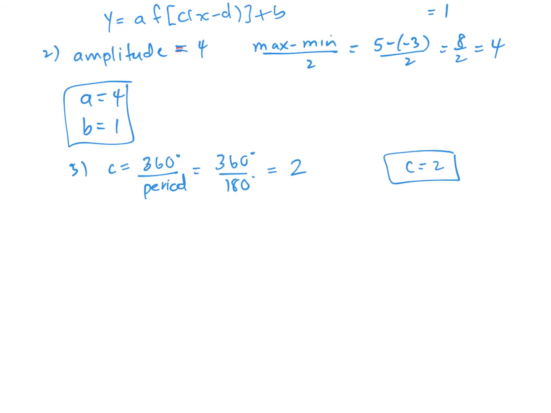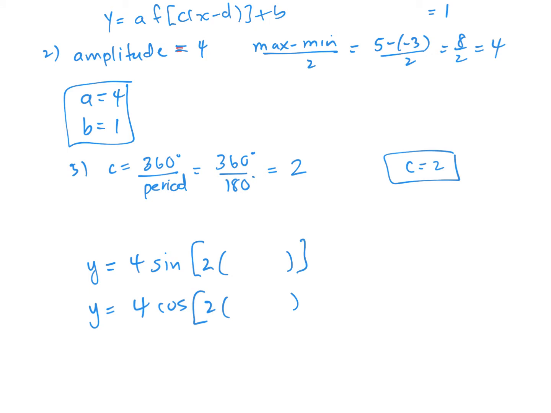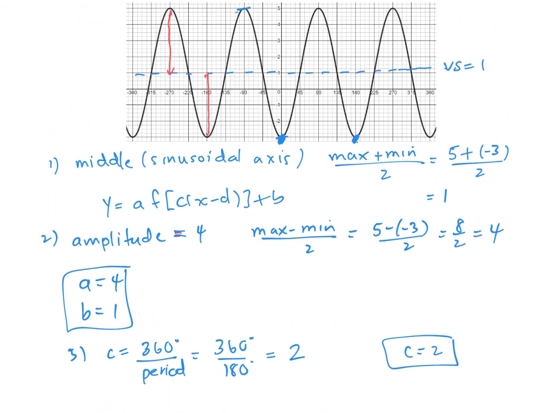So now I can start writing out my equations. I want one for sine and one for cosine. The amplitude is 4. That will be the same for both. One is sine, one is cosine. The c value is 2. That will be the same for both. And the b value is 1. That will be the same for both. What I need to now determine is the phase shift.